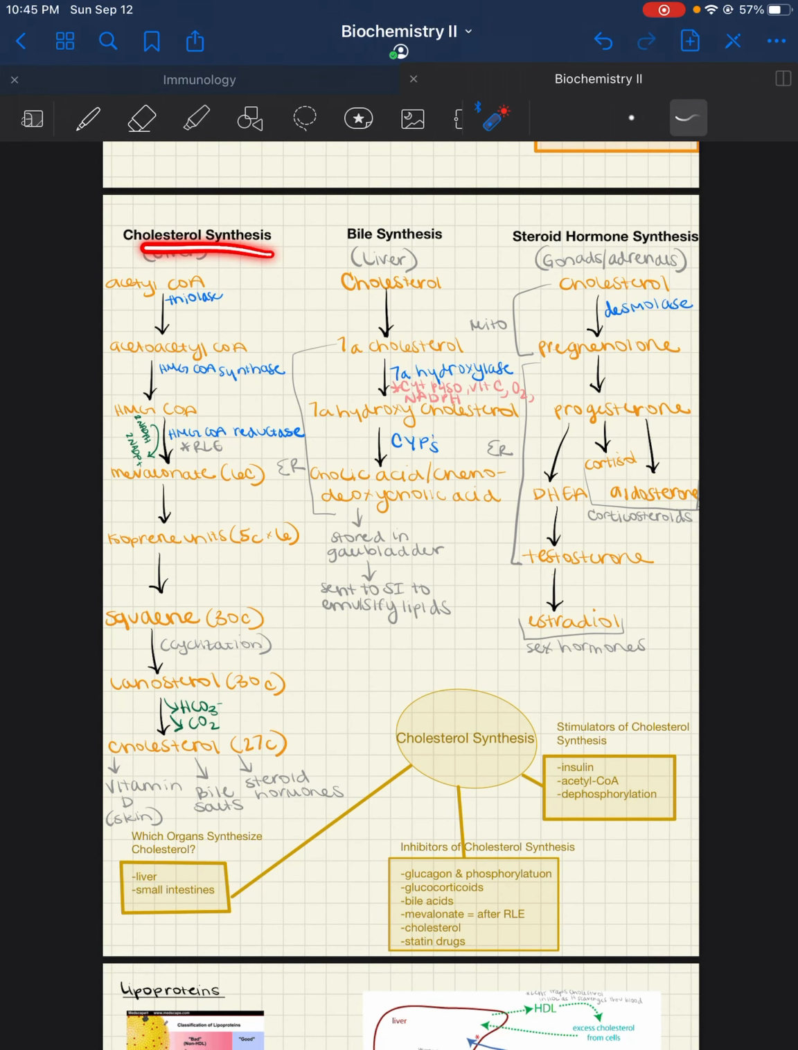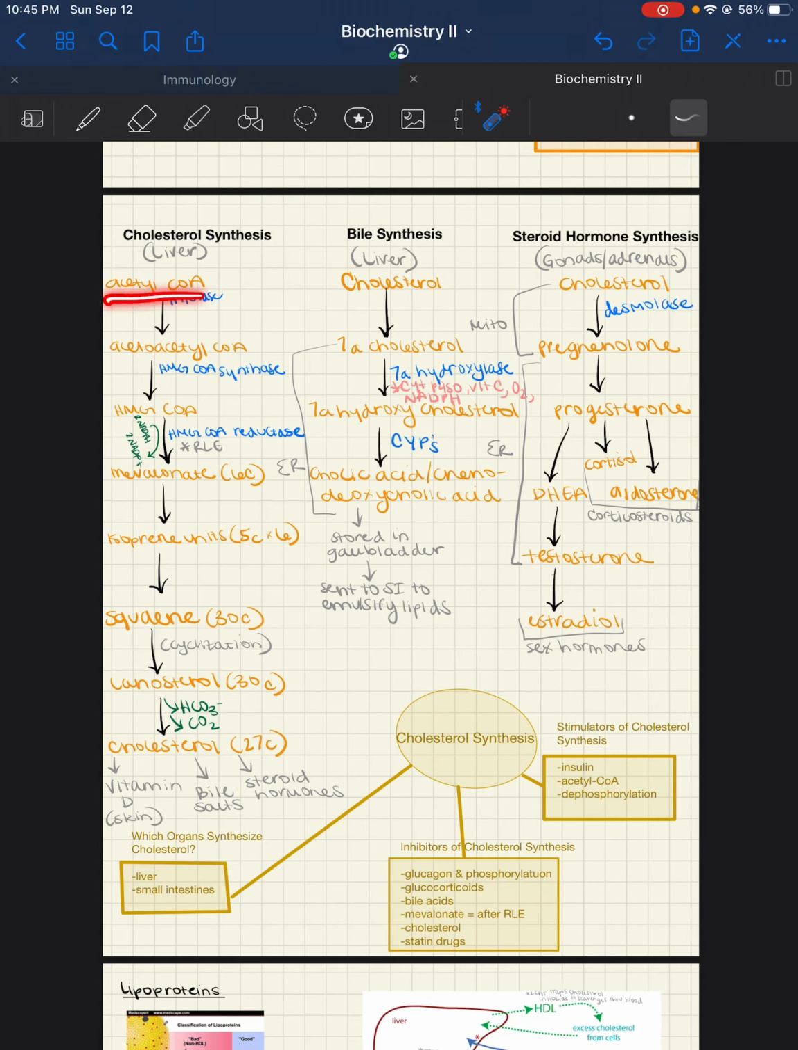I'm going to be talking about cholesterol synthesis, bile synthesis, and steroid hormone synthesis in this video. These three pathways occur in different places. So let's start with cholesterol synthesis. This is happening in the liver. We're starting with acetyl-CoA and we're ending with cholesterol.